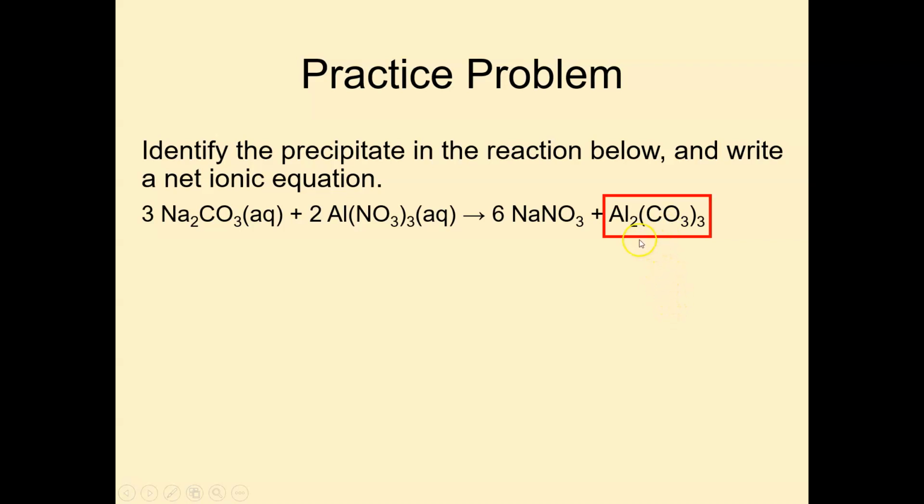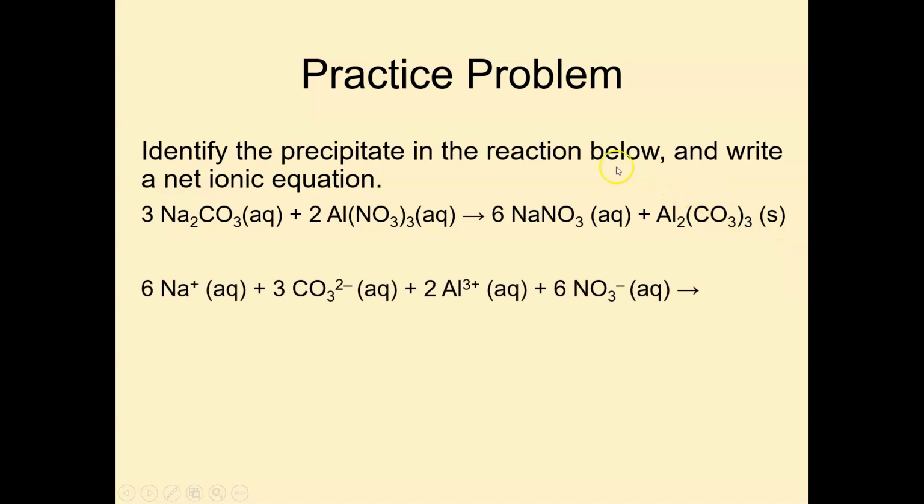Once we've identified aluminum carbonate as the precipitate, we're going to put state labels on the sodium nitrate and the aluminum carbonate. Because sodium nitrate is water soluble, I put an AQ there. Because we've identified aluminum carbonate as our precipitate, I'm going to put an S for solid there. Now we dissociate our ions to write the ionic equation. 3 times 2, 6 sodiums, 3 times 1, 3 carbonates, 2 times 1, 2 aluminums, 2 times 3, 6 nitrates. For the right-hand side, 6 times 1, 6 sodiums, 6 times 1, 6 nitrates. We bring down aluminum carbonate intact because it is a solid.